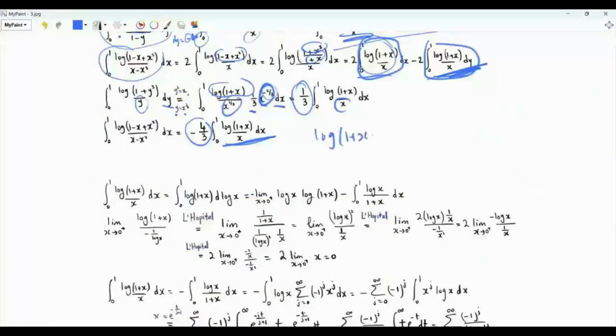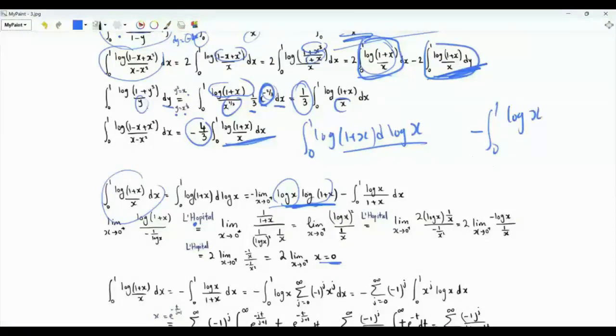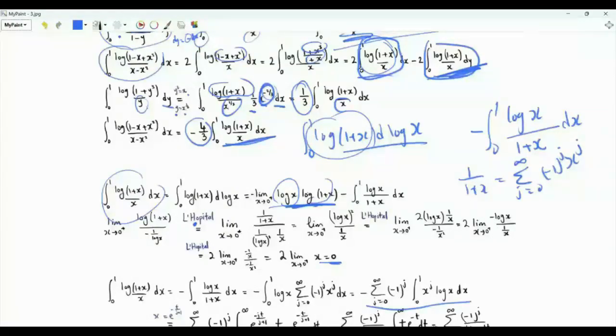Let's do integration by parts. The product of the logarithms when x is 1 is log 1 times log 2, that's 0. When x tends to 0 from above, log x tends to minus infinity, and log 1 plus x tends to 0. We can use L'Hopital's rule to obtain that this limit is equal to 0. This integral is minus the integral from 0 to 1 of log x, then we have the derivative of log 1 plus x, which gives us 1 plus x in the denominator. 1 over 1 plus x is the summation over j from 0 to infinity of minus 1 to the power j, x to the power j. We can do the integration term by term.